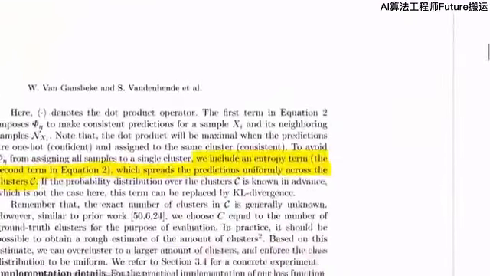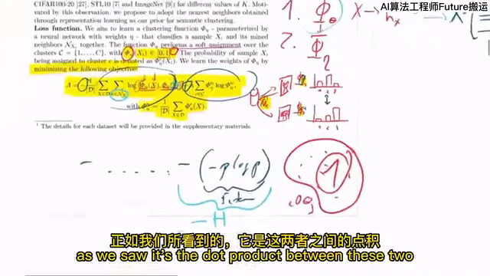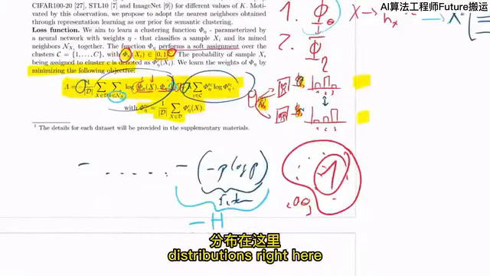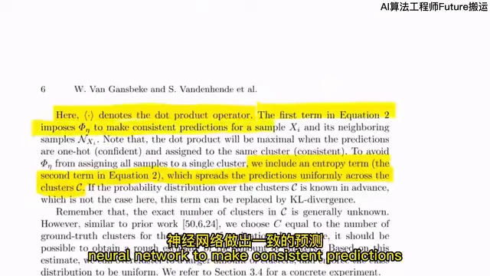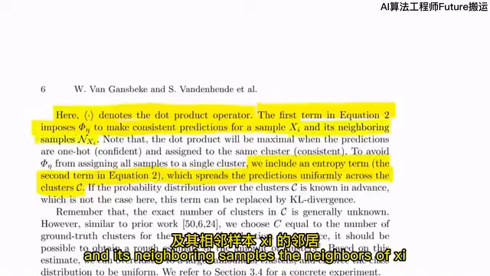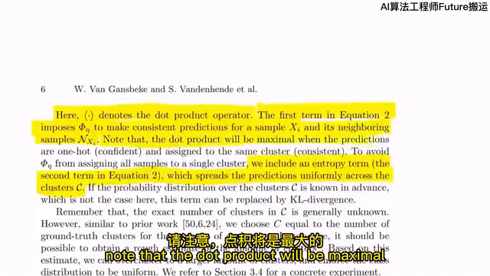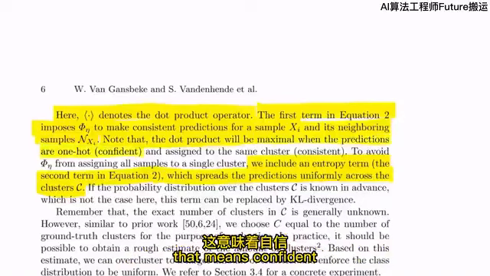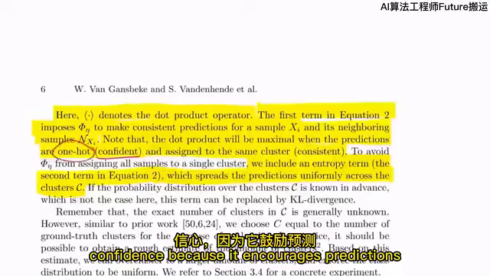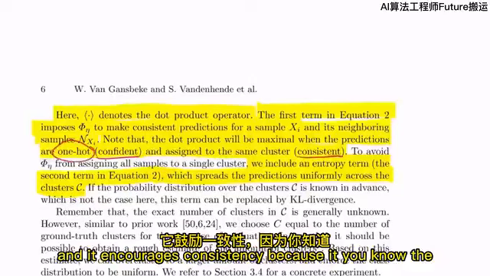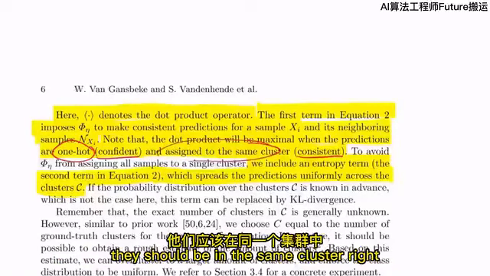All right, now they say a different thing right here. They say, this bracket denotes the dot product operator. As we saw, it's the dot product between these two distributions right here. The first term in equation 2 imposes this neural network to make consistent predictions for a sample xi and its neighboring samples, the neighbors of xi. And here is an interesting thing. Note that the dot product will be maximal when the predictions are one hot, and that means confident, and assigned to the same cluster, consistent. So they basically say the objective encourages confidence because it encourages predictions to be one hot, and it encourages consistency because the distributions need to be the same, they should be in the same cluster, right?